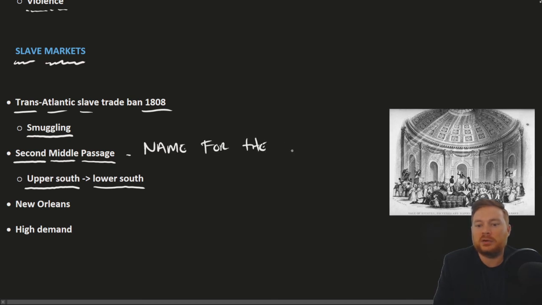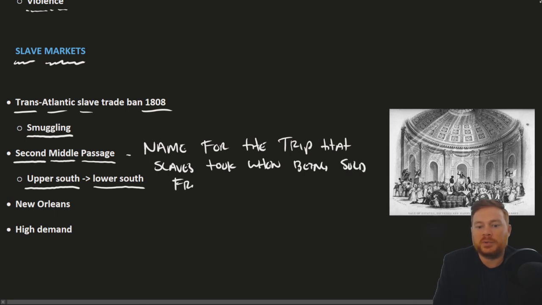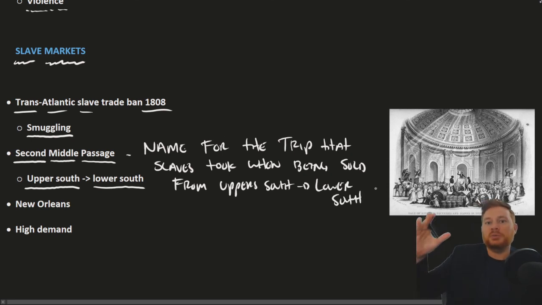The second middle passage is the name for the trip, I guess it's not technically a voyage if it's not by sea, though some of it was by sea, that slaves took when being sold from the upper South to the lower South.